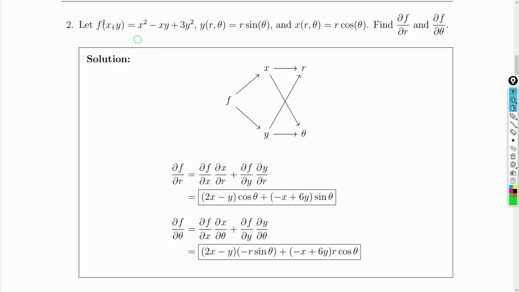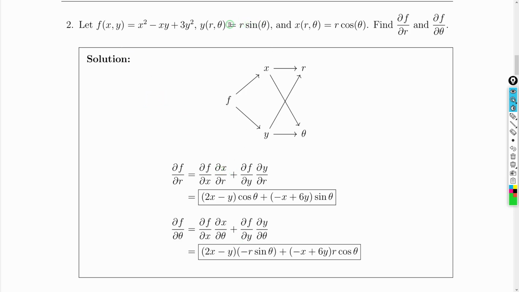So df dx, you can look at this and see this just uses the power rule, more or less. So 2x minus y would be df dx. df dy would be minus x plus 6y. Remember that with partial derivatives, you treat the other variables as being constants. So just pretend they're numbers and take the derivative like you are used to, with all the derivative rules.